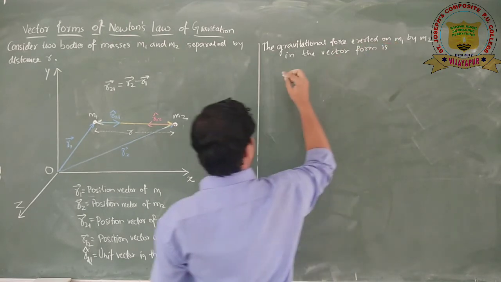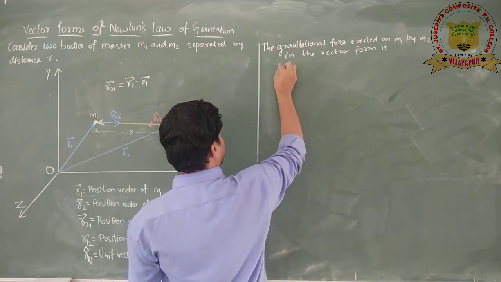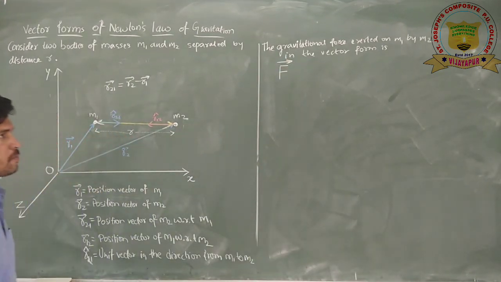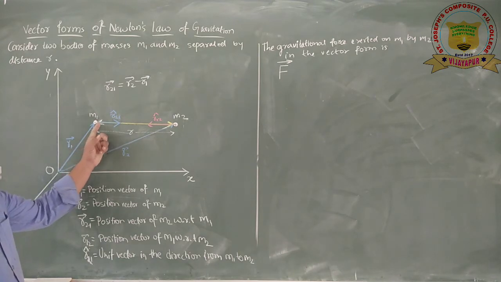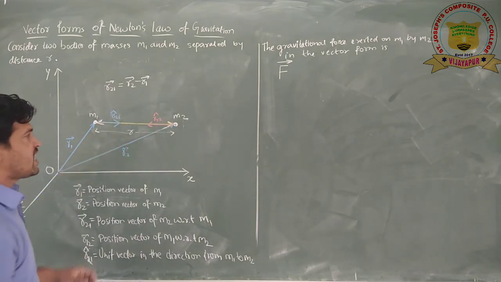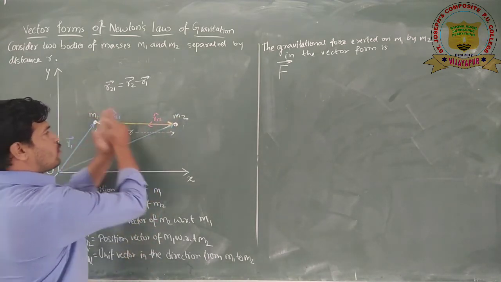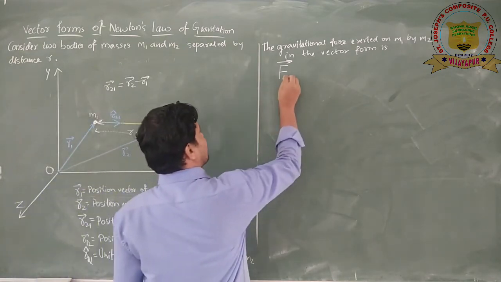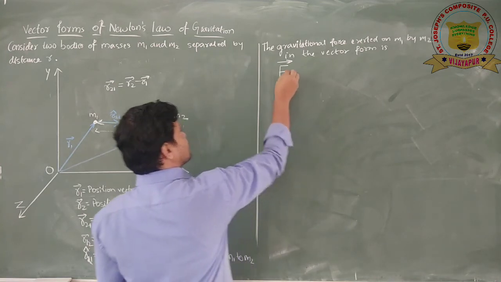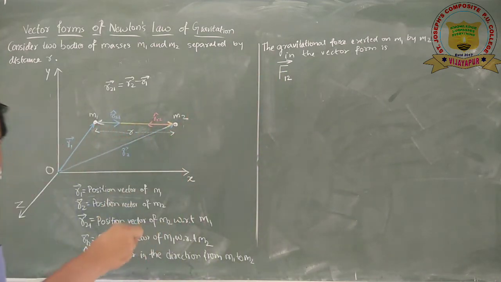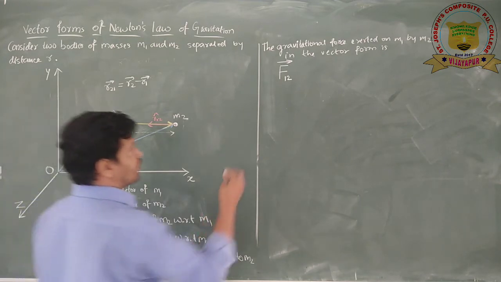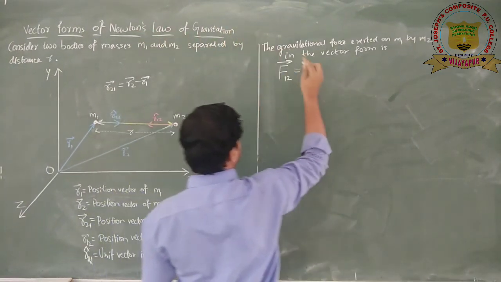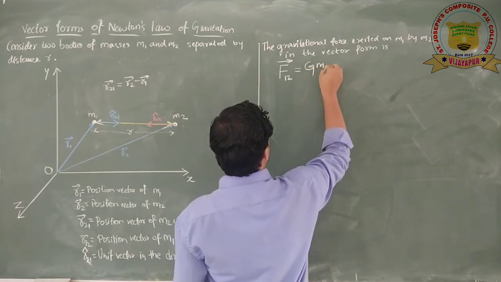This is given by this equation. This time the F is a vector, and this force is on m1 by m2. So m2 is attracting m1, so m1 is moving towards m2, and that's why in the subscript I will write F12. So this represents the force on m1 by m2. That is F12. F12 is now equal to, using Newton's law of gravitation, G m1 into m2.